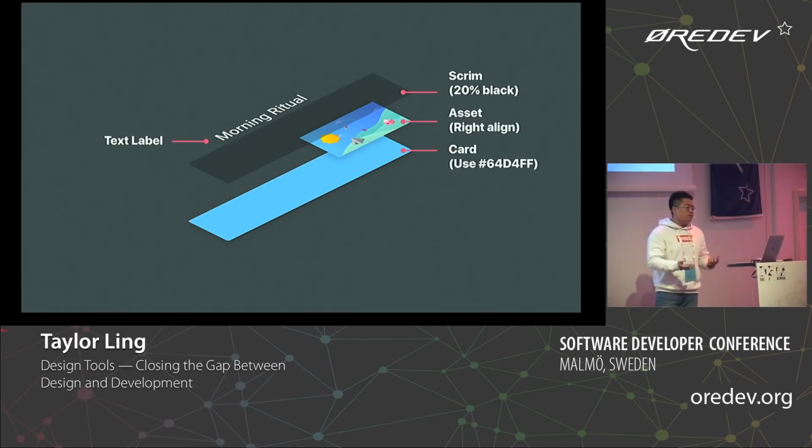So you have a background with a card with certain colors. And then the assets which I will be generating for you should be right aligned in this card. And then there's a screen, or a 20% black, in front of it, so it can do some text protection, and then the text label in front of it. So this information is not available to you when you look at just a static image. So these are the things that the designer should always provide to you as well.